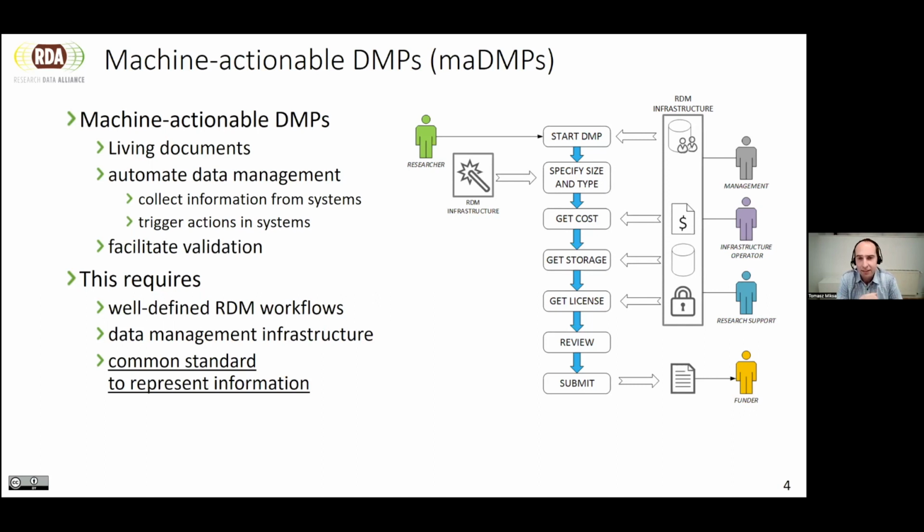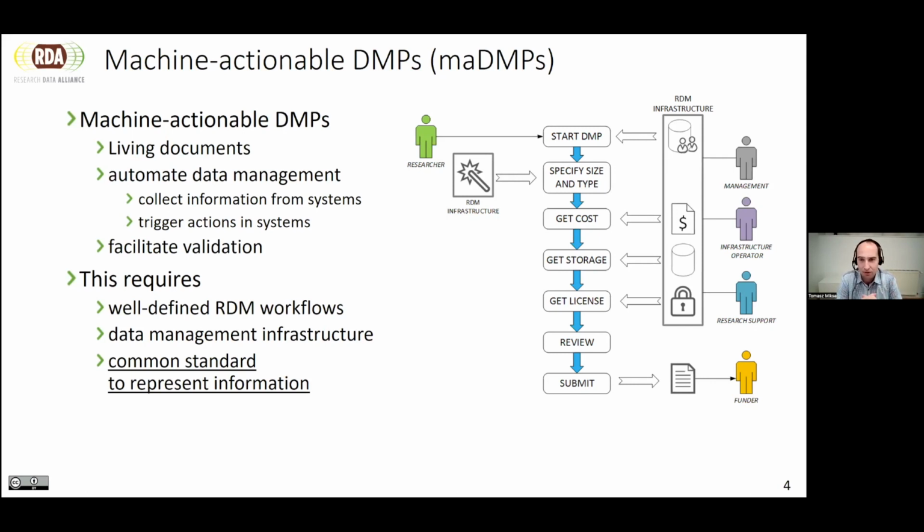And then the researcher has to say how much it will cost to keep this data on the specific infrastructure, on specific servers, has to actually request this infrastructure, decide on the license to use, and then at the end, when all this information is added to a DMP, the DMP can be reviewed and submitted to the funder. And at all these stages, we can support the researcher by including the other stakeholders at the right moment.